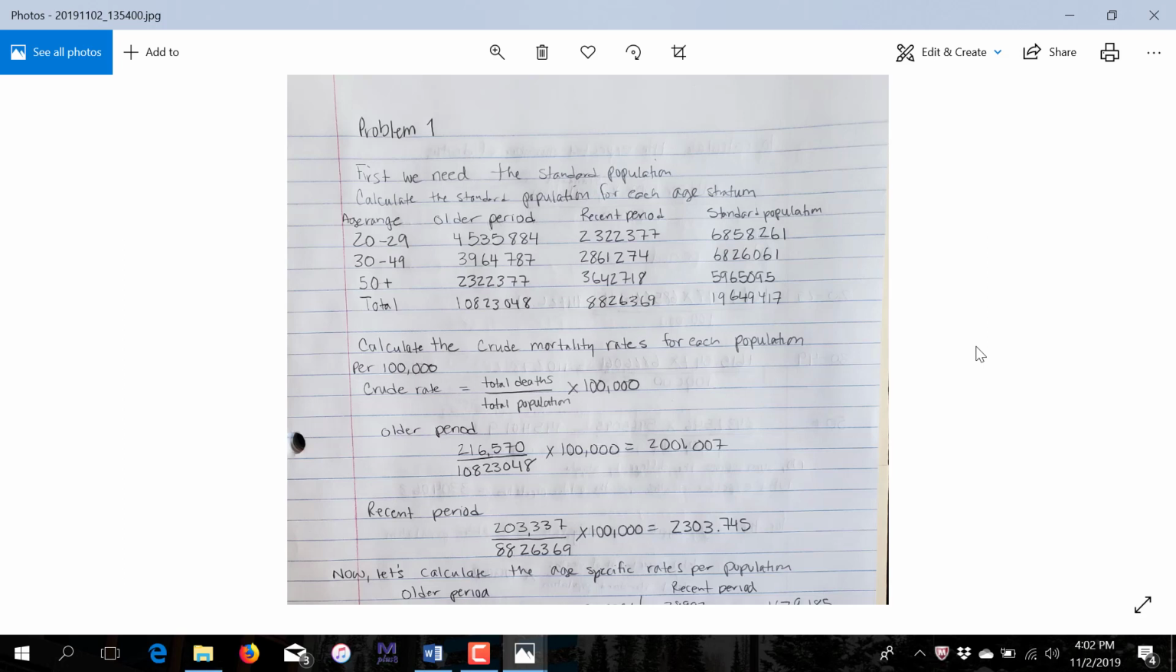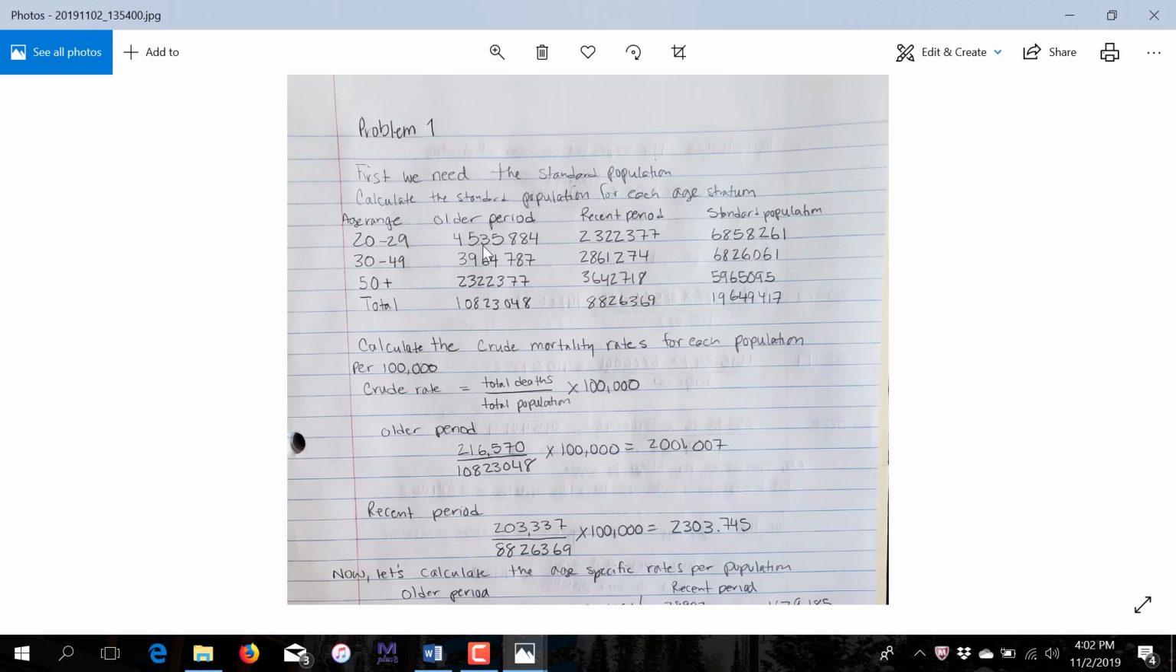First, we need the standard population. There are many ways to do the standard population. The easiest way is to add together the populations from each period and create your standard population. The rates that are calculated for each population are based on those population values, not on a standard population, so they may differ because of the distribution of individuals within each age group. That we don't know yet. So let's start by creating this standard population.